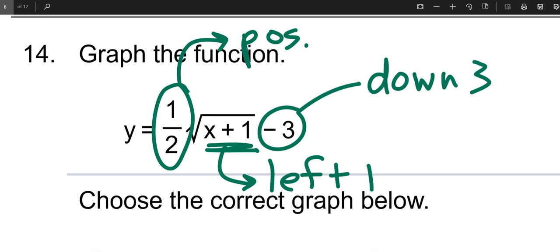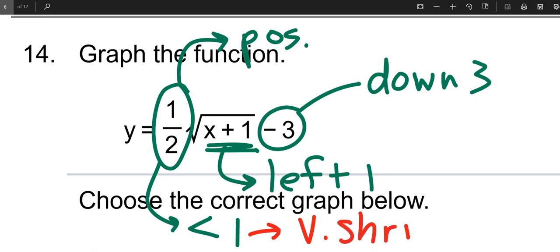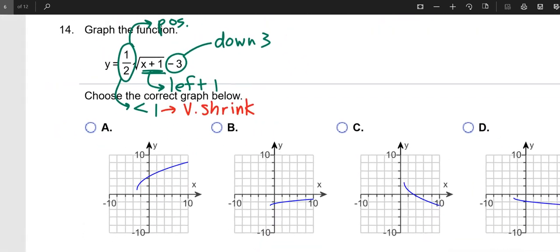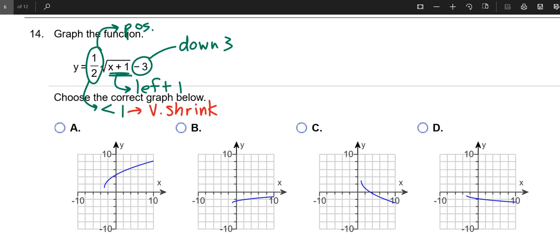Something else that's important to you is that it is less than 1. Now, if it's less than 1, what's happening there? Is that a vertical stretch or a vertical shrink? That is a shrink. Okay? The values are going to get closer to the x-axis. Okay? Because this is a positive number right here, can you give me 2 answer choices which are absolutely ridiculous?